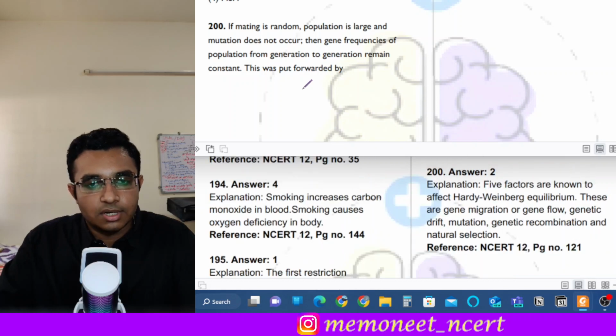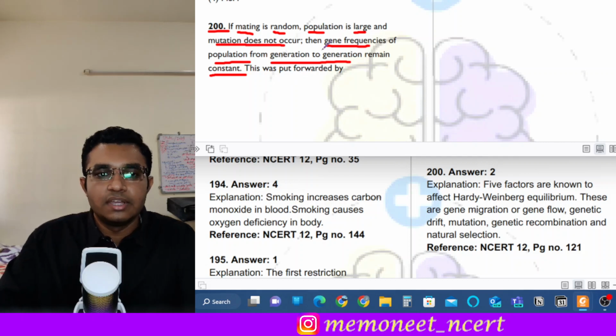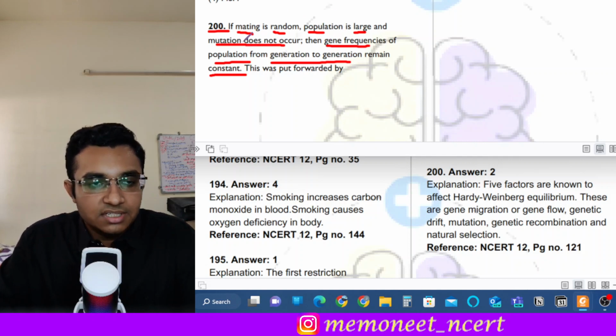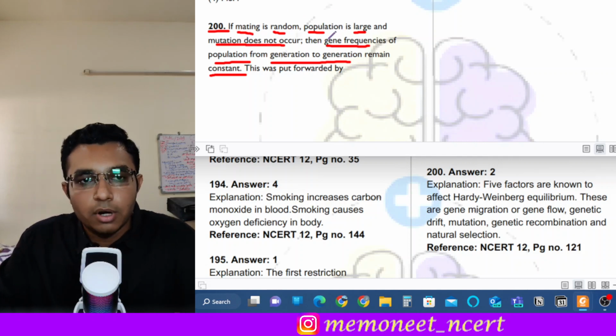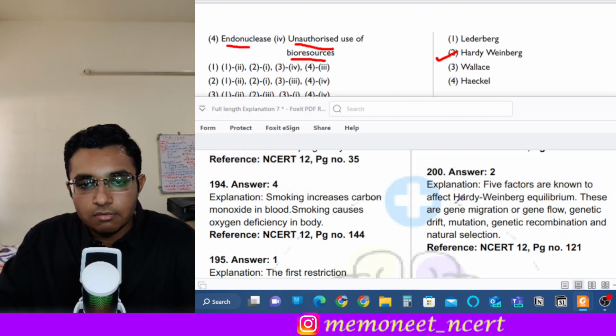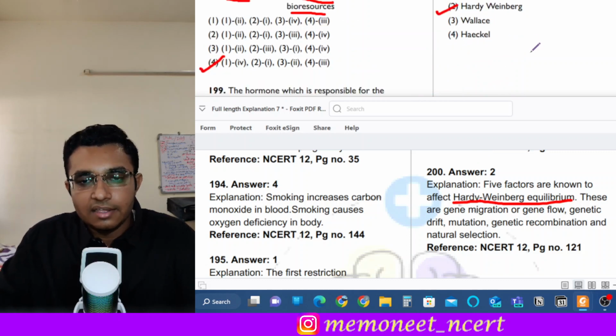The last question, question number 200, is, if mating is random, population is large, and mutation does not occur, the gene frequencies of population from generation to generation remain constant. Okay, so this statement was given by whom? So it is stating that mating is random, population is large, and mutation is not occurring. Then what will happen is the gene frequencies of population from generation to generation will remain constant. So this statement was given by Hardy-Weinberg. Okay, this is the Hardy-Weinberg equilibrium. Okay, so the correct option here will be option 2, Hardy-Weinberg.